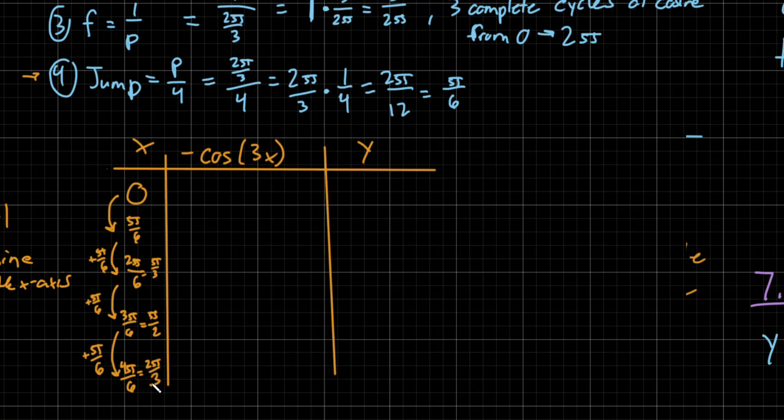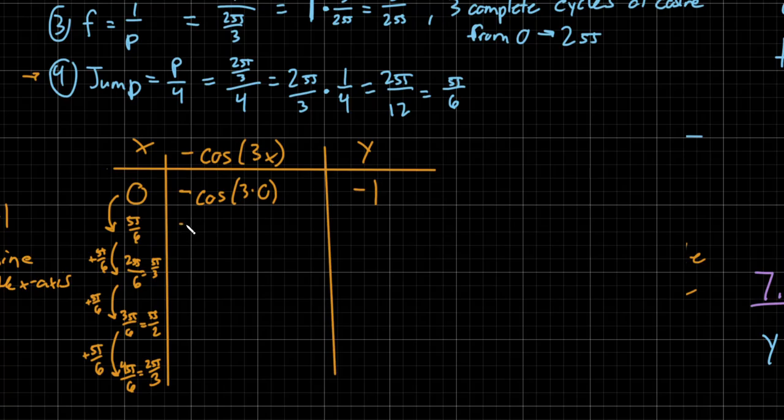That's what I'm putting in as my x value. Okay, negative cosine of 3 times 0. What is 3 times 0? 0. Okay, what is cosine at 0? 1. And then I have it multiplied by negative, so my y value is negative 1. Perfect.